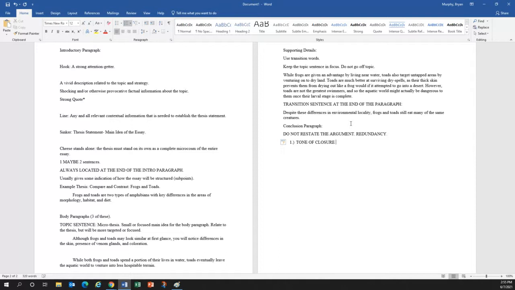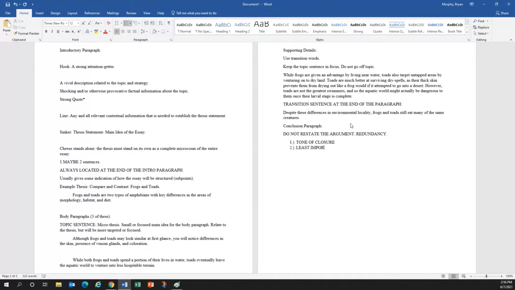So a tone of closure is what you're aiming for. You want to give the reader the sense that you have closed the loose ends, you have put the ribbon on the bow, and you have put it under the tree for the children to find. So that's one thing.